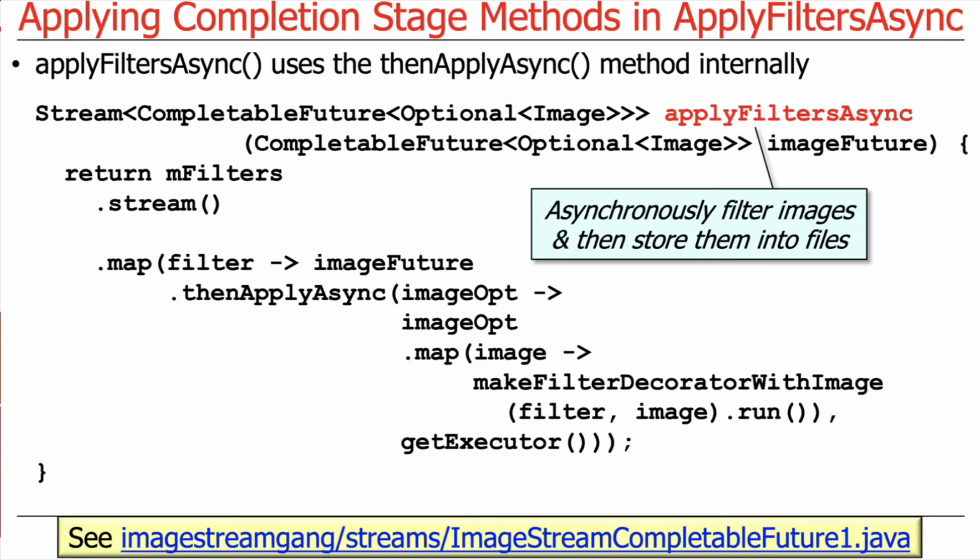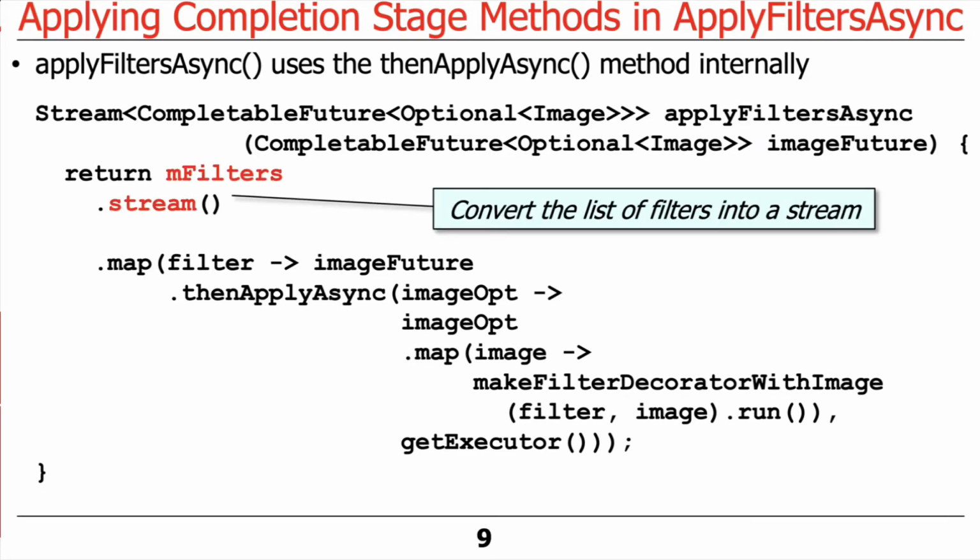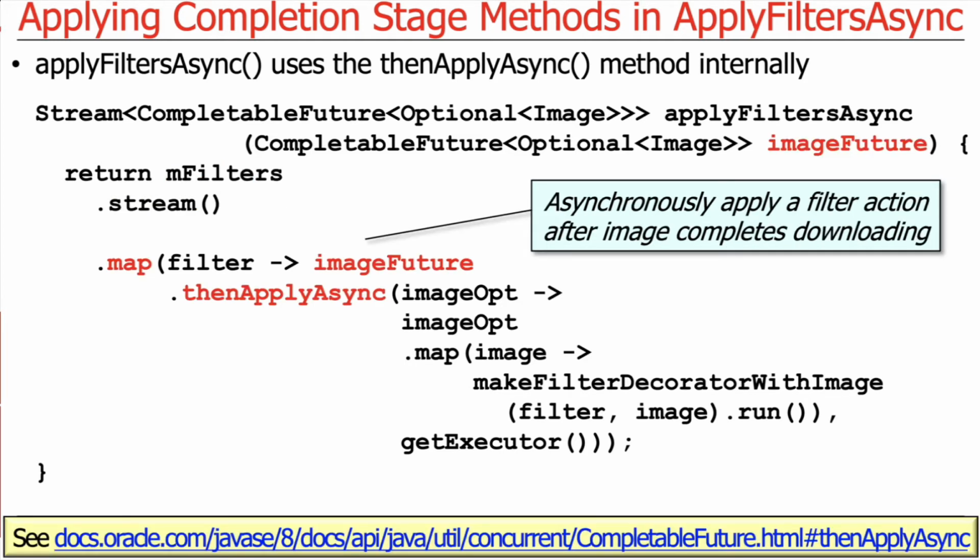Here's applyFiltersAsync. This shows off some interesting little techniques. As you can see here, we're going to asynchronously filter images and store them into files. We start by getting the list of filters to apply. And in your assignment number 3, we call them transforms to avoid confusion with the word filter, which has another meaning in streams. But when I did these slides, I didn't think that was an issue. So we say mFilters.stream. Let's say we have 3 filters. So we get a stream of 3 filter objects. And then we apply the map operation here.